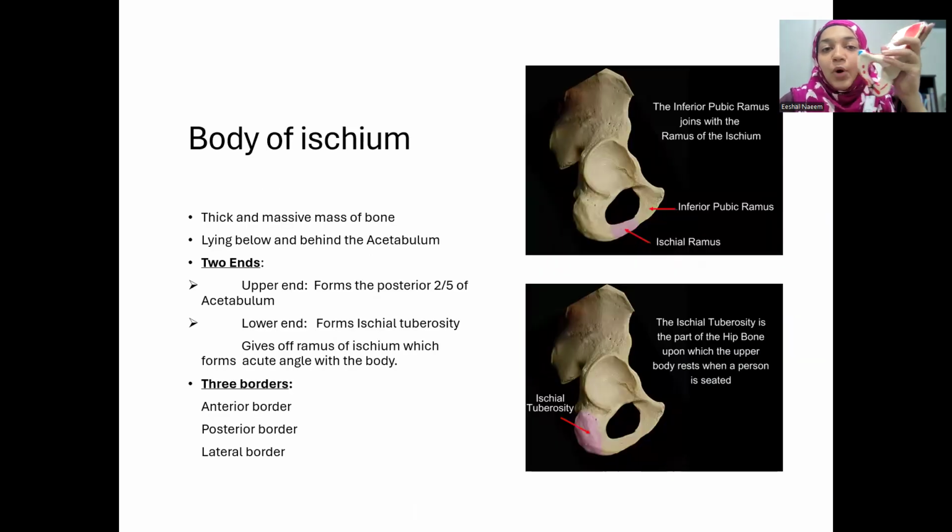Okay. Now, the body of ischium is a thick and massive mass of bone. It lies behind and below the acetabulum. It has two ends. It has an upper end that forms the posterior 2/5 of the acetabulum. This area, this is the upper end. It has a lower end, which is the ischial tuberosity. This is the ischial tuberosity. It gives off the ramus of the ischium, which forms an acute angle with the body, and it adds on to the ramus of the pubis.